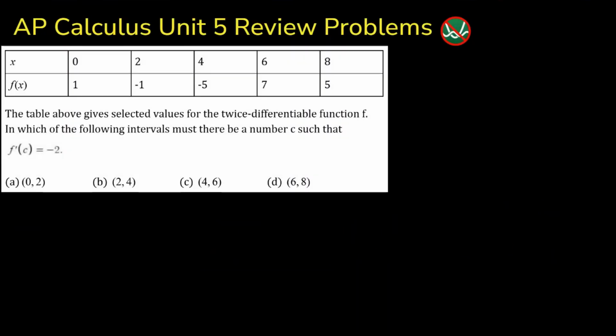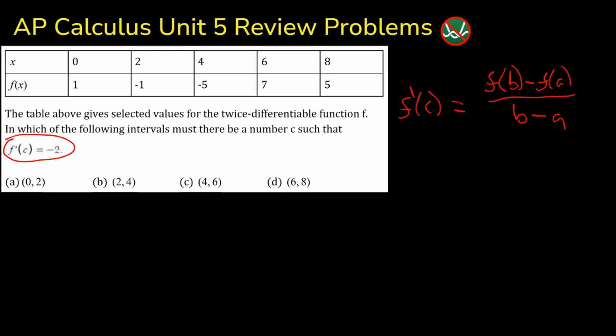The table above gives selected values for the twice differentiable function f. In which of the following intervals must there be a number c such that f prime of c equals -2? So this is an application of the mean value theorem, which says that f prime of c is equal to the average rate of change over an interval. This is the instantaneous rate of change, which is -2. So that means the average rate of change over the interval would have to be -2.